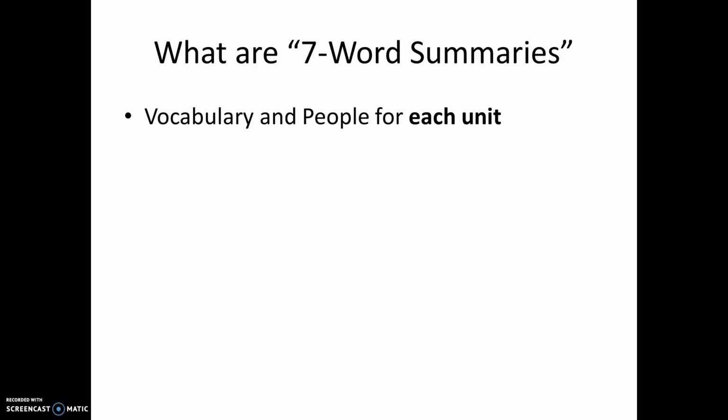Remember that 7-word summaries refers to the vocabulary and people relevant to the unit that you will need to define by the end of the unit. You're going to get the list of people and vocabulary when you test on the previous unit. So what that means is, say it's the 2nd unit of U.S. History A or U.S. History B. You complete the first part of the test, you complete the second part of the test, and when you hand in that second portion, you can get that list of vocabulary and people. And we'll even put it for you on Google Classroom.